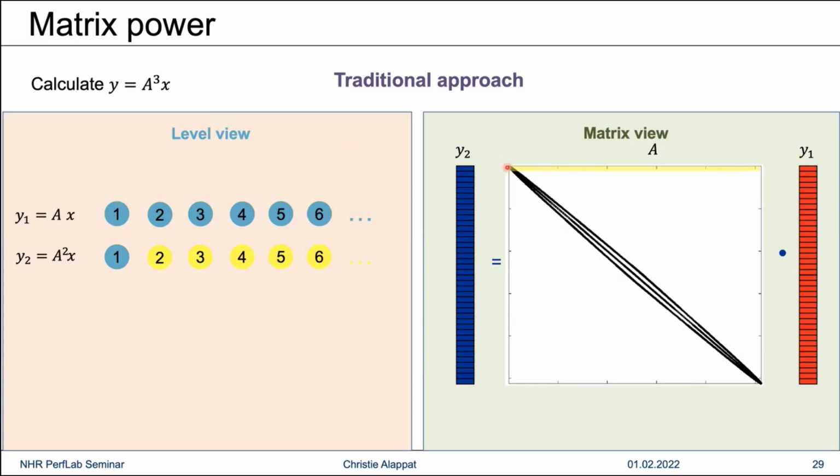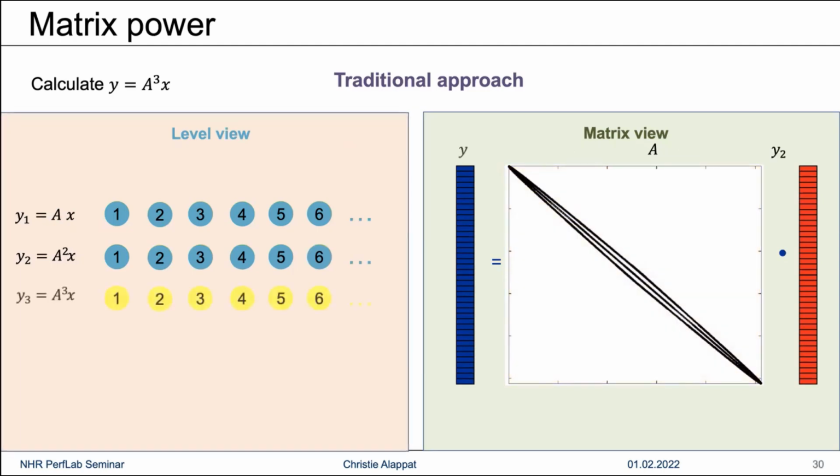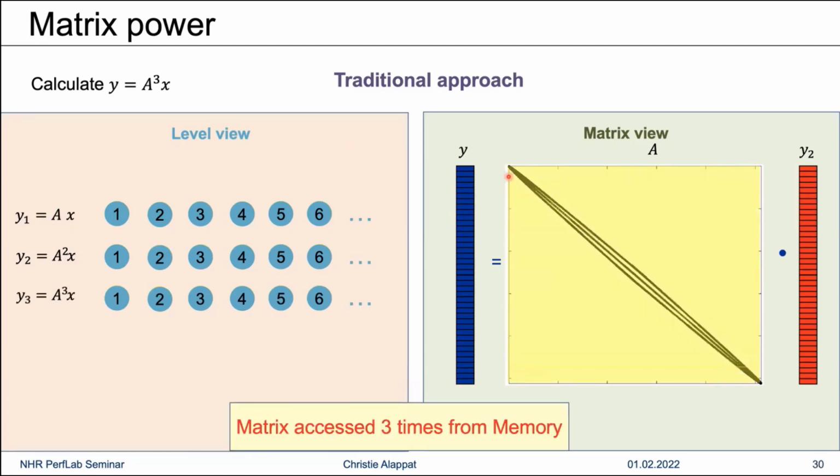However, when the matrices are large, these rows of the matrix are no more in cache and therefore have to be loaded from main memory. So every time we access the matrix, we have to load it from the main memory. If we perform the computation for A cube x, we have to load the matrix 3 times from main memory.